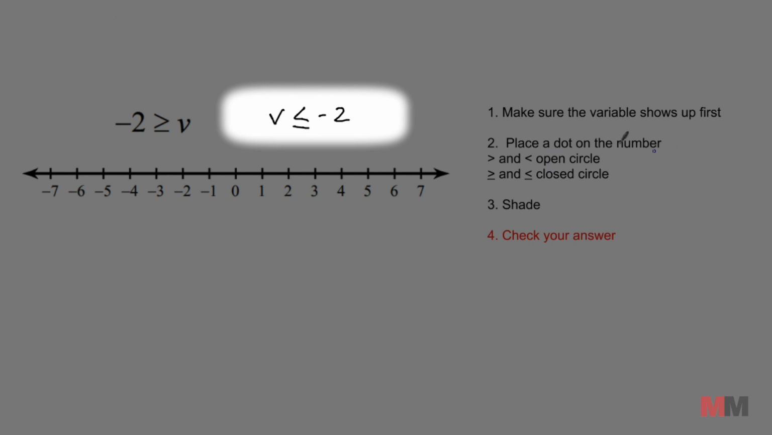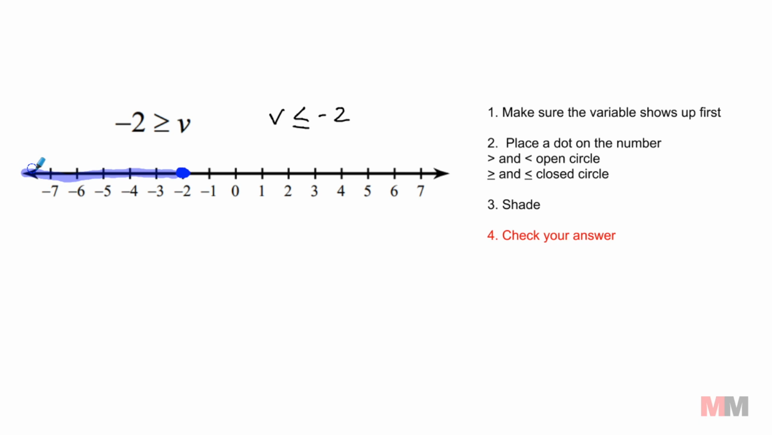Place a dot on the number that's got an equal sign under it. So we're going to go to -2 and we're going to use the closed circle. B is less than or equal to -2. All the numbers that are less than or equal to -2. So we're shading this way.